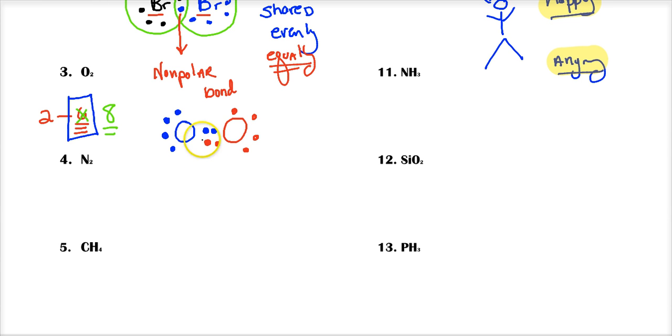And now by making another bond, I evaluate again. Here I have 2, 4, 6, 8, and this side has 2, 4, 6, 8. Now both of them feel like they're 2-8. The octet rule has been satisfied for both of these. And we would say that oxygen has a double bond because each bond is a pair.